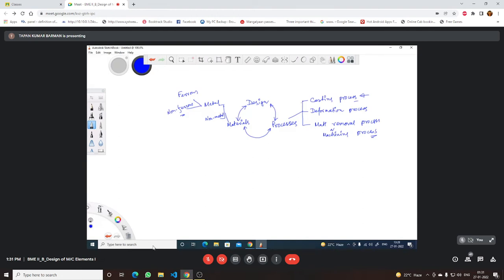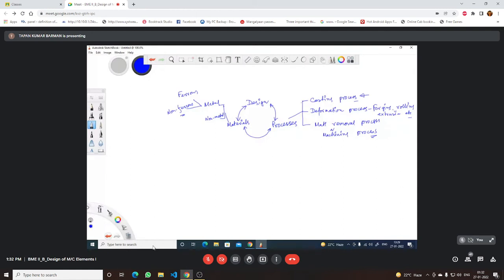In deformation processes, for example, we have forging, rolling operation, extrusion, etc. Here generally we apply force to deform the material, and these materials should have large plastic deformation. That means before the fracture, the material should undergo large plastic deformation, because that deformation should be plastic in nature, not elastic, because if it is elastic, then after removing the load, it will regain its original shape and size. So for forging, rolling, extrusion, for all these operations, the plastic property is very important.